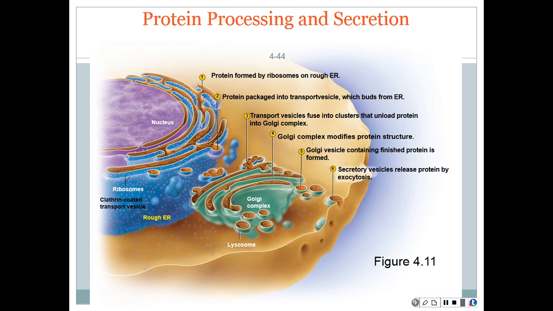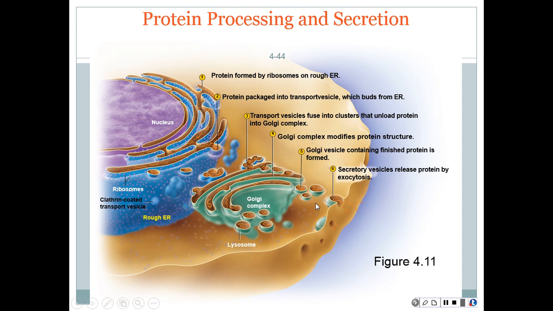The cluster of vesicles fuse with the Golgi apparatus, which you see occurring here, and it's going to release its contents into the Golgi cisterna. The Golgi complex modifies proteins further, often by adding carbohydrate chains. Now, the Golgi cisterna furthest away from the ER buds off and breaks off into the Golgi vesicles, which we see here.